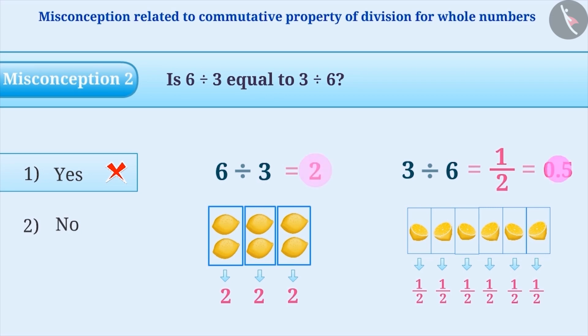Now if we compare the results of the two, then it can be understood that the values of 6 divided by 3 and 3 divided by 6 are not equal.